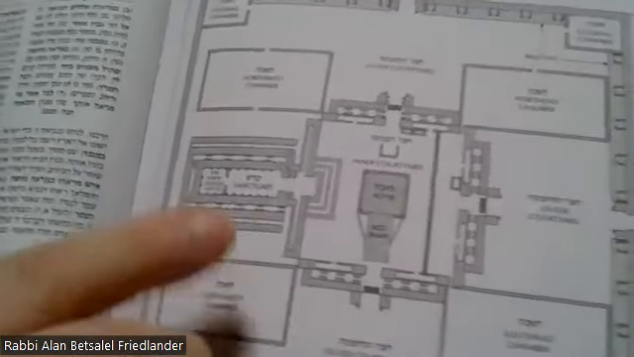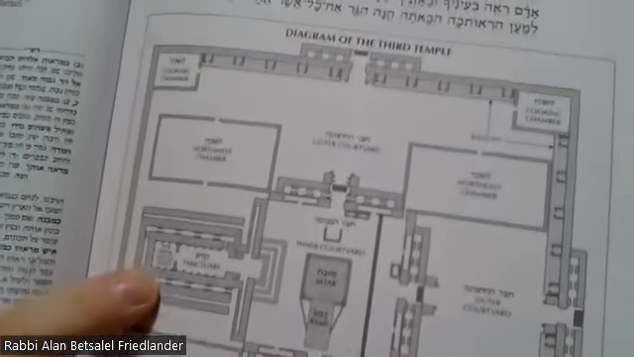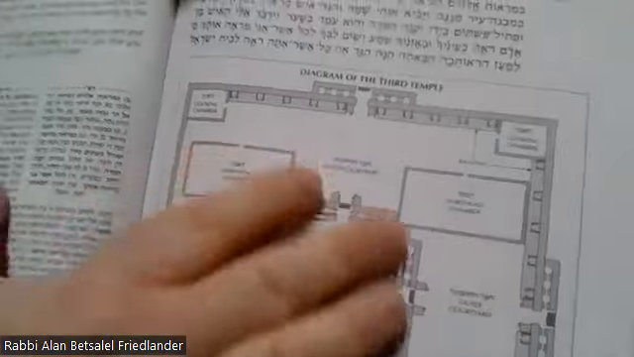So now, just to show the diagram of the third temple, remember the third temple is much bigger than the previous temples. So this is on page 318 of the Milstein edition. Okay, so the entire building of the Kodesh and Kodesh HaKadoshim is here. It looks like almost a small portion of the entirety of the third temple. So that shows you just how big the third temple is.